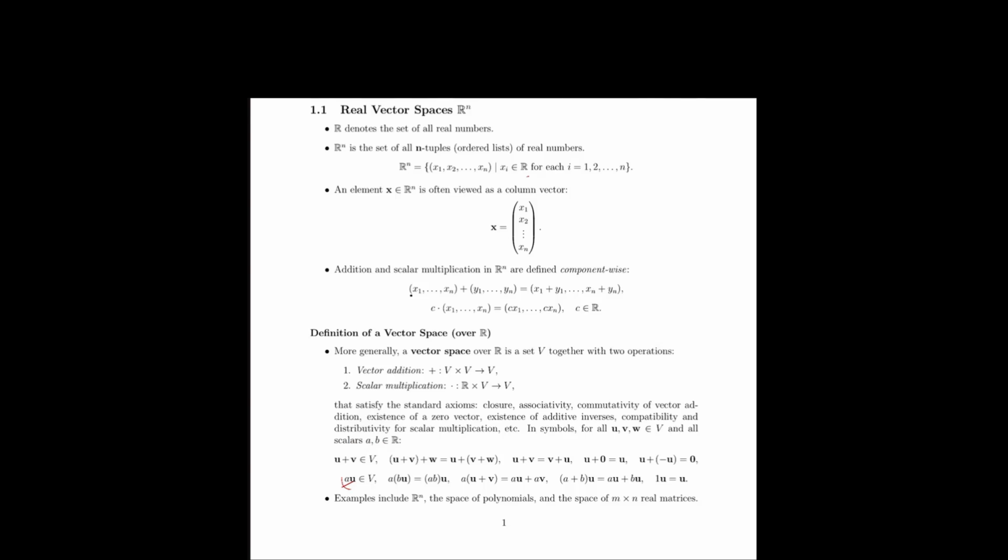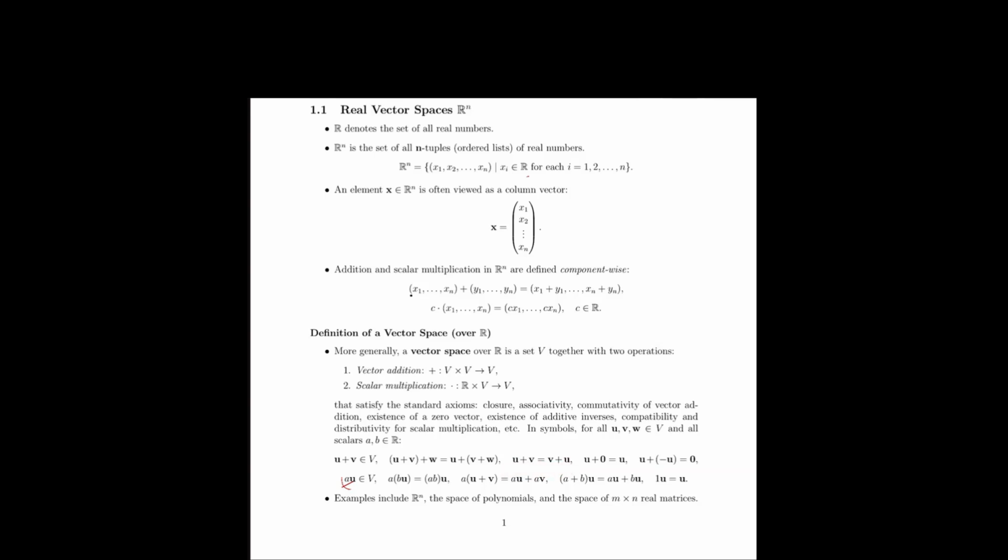The first one is closure. If you add two vectors, the result will be another vector that belongs to the set V, or vector space V. Also, if you add three vectors, you have associativity, in a way that if you add the first two vectors and then add the third vector, the result would be the same as adding the last two vectors, v plus w, to the first vector. Also, we have commutativity of vector addition, where u plus v would be equal to v plus u.